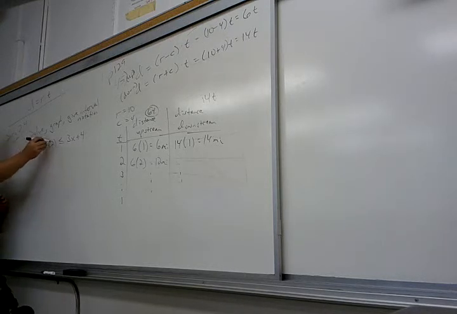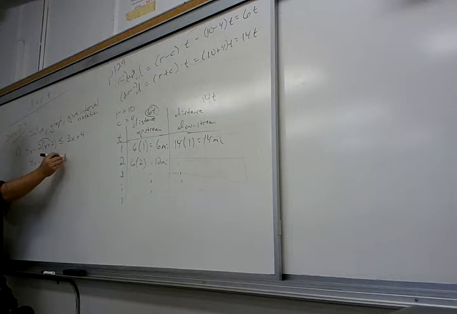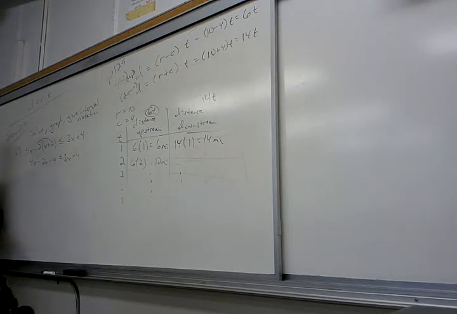You distribute, so you get 4x minus 2x plus, no, minus minus 4. 3x plus 4, is it right? And then you combine like terms. Good. So there you get negative 2x minus 4.